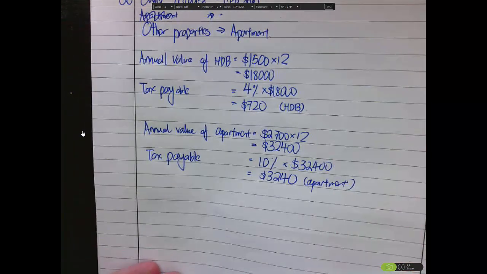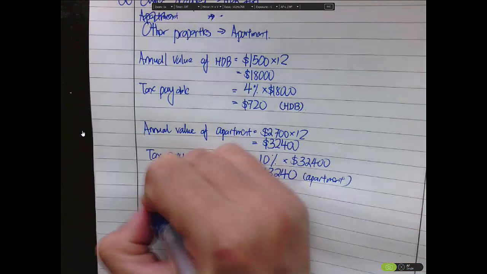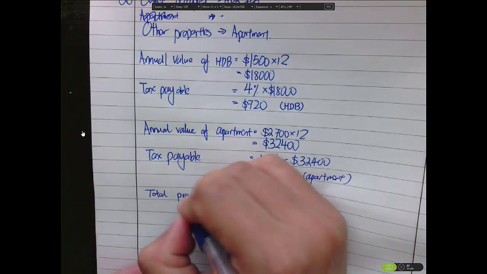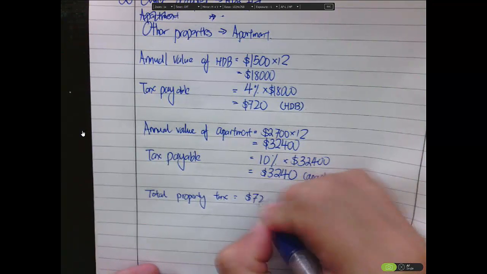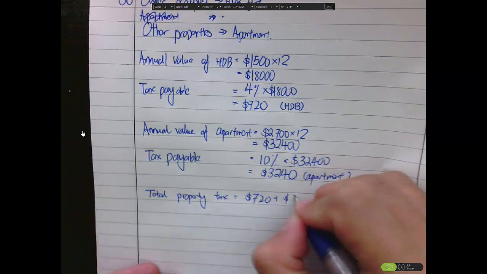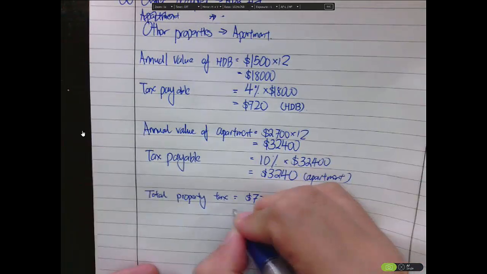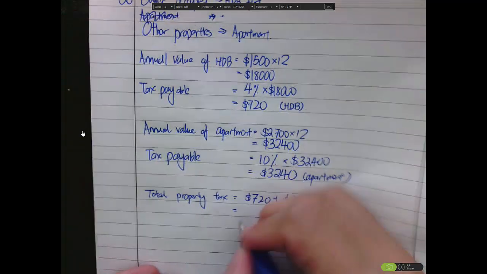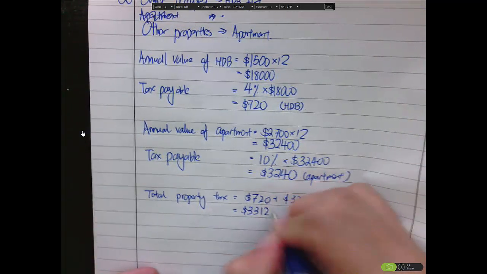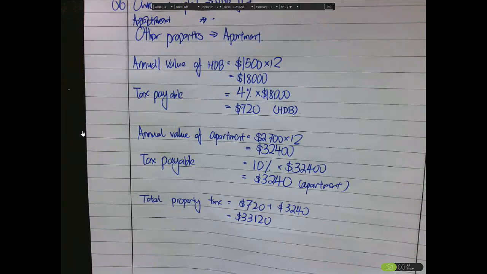So his total property tax is equal to 720 plus 3,240, which is equal to $3,960. That's his total property tax for the year 2006. Alright? Okay, the next question that I want to do is question 8.